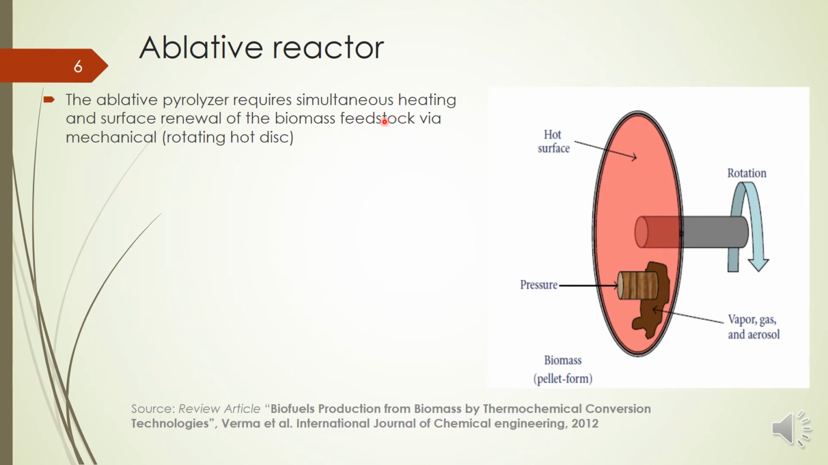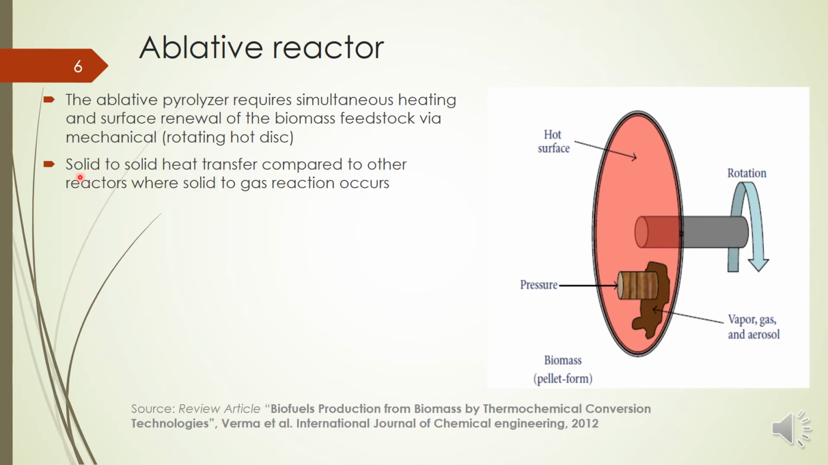So here, simultaneous heating and renewal of biomass is required with the help of a rotating disc. The main thing is that the heat transfer is solid to solid, compared to other reactors. We have discussed three reactors so far, that is mainly fluidized bed, circulating fluidized bed, and fixed bed. In all those reactors, we have solid to gas heat transfer, other than solid to solid heat transfer. But here we have only solid to solid heat transfer. No gas or other heat transfer occurs in this type of reactor.